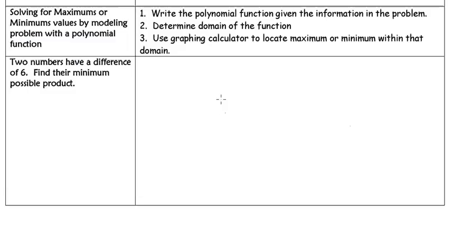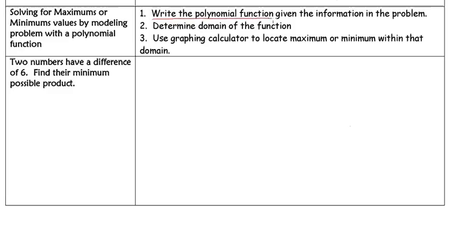All right, here we are. We got solving maximum and minimum values by modeling problems with a polynomial function. So really what we're going to be doing is taking the learning we've had and applying these to some kind of real world problems, some word problems, and figuring out how we would answer these questions. And so step one is that we've got to figure out what is the polynomial function.